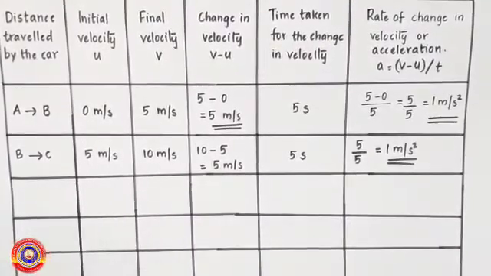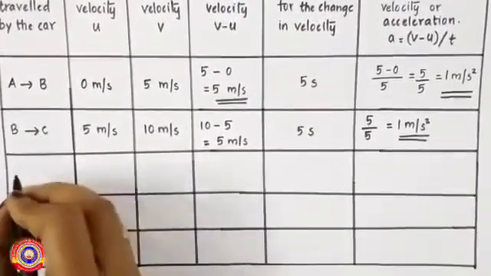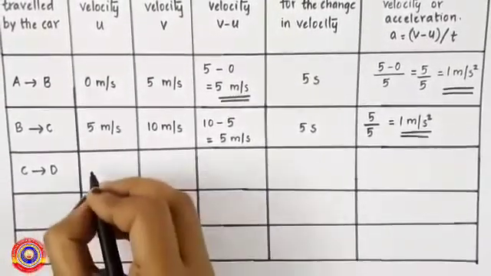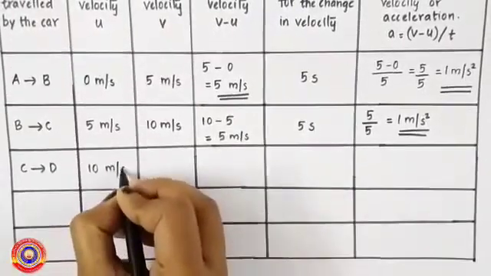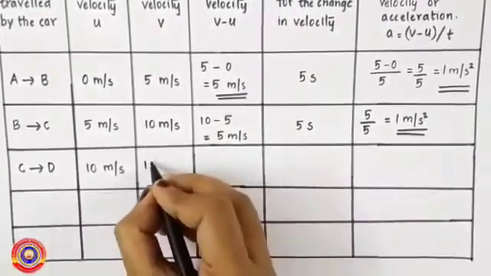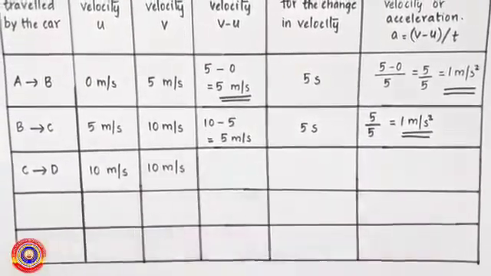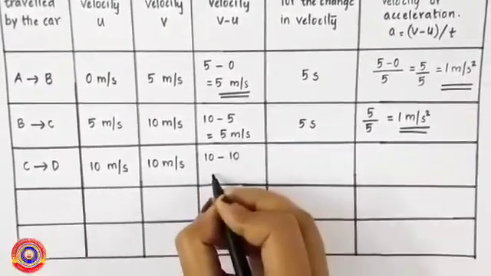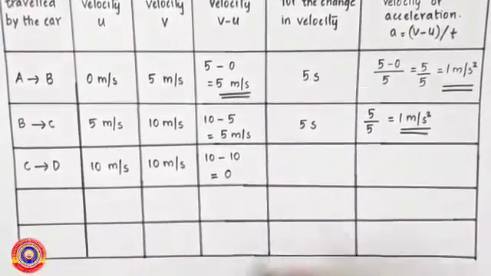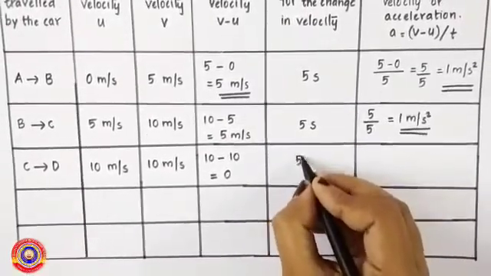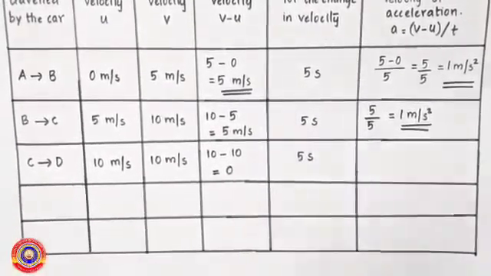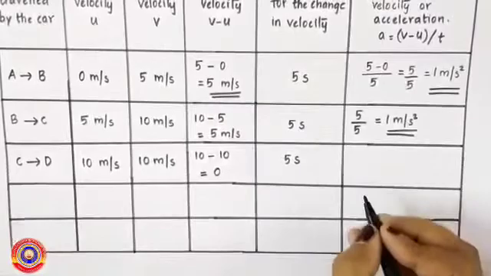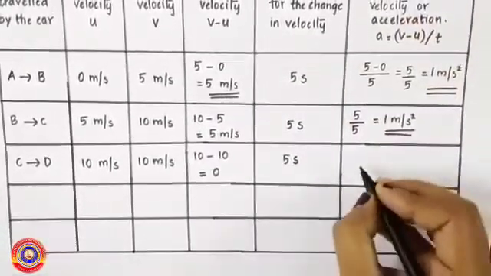The rate of change of velocity from C to D. Here, the initial velocity is 10 meter per second. The final velocity is also 10 meter per second. Here, there is no change in the velocity. Change in velocity equals 0. 10 minus 10, that is 0. The time taken to travel from C to D is 5 seconds. The rate of change in velocity is 0 because there is no change in velocity.